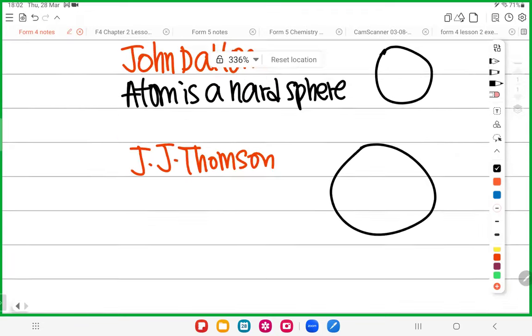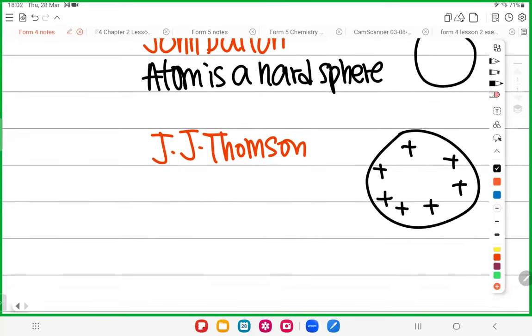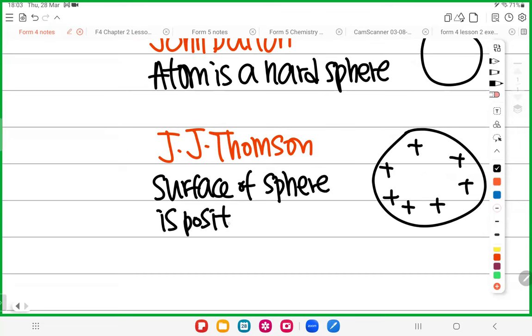Okay, so J.J. Thomson tells us two things. Number one, J.J. Thomson says that this ball, the surface of the ball, like your skin is your surface, the surface of the ball is positively charged. So he found that, okay, the surface of the sphere is positively charged.